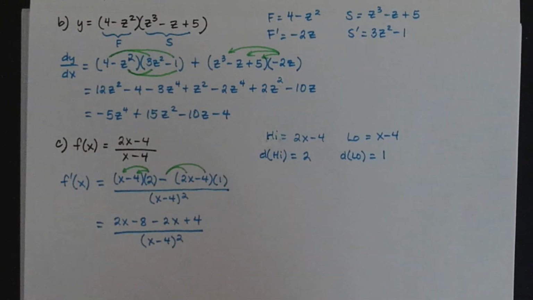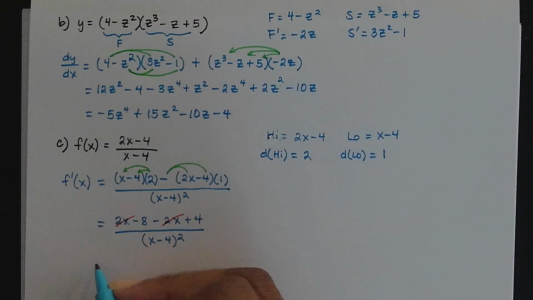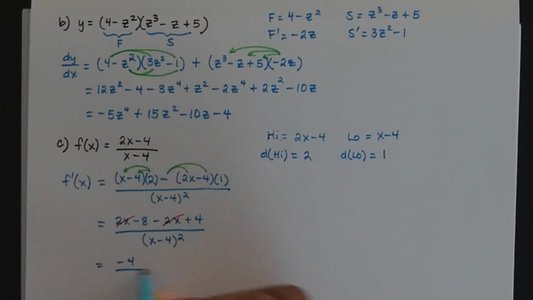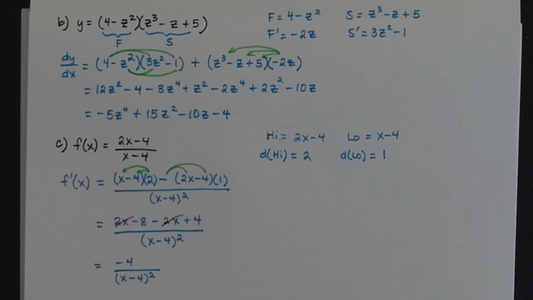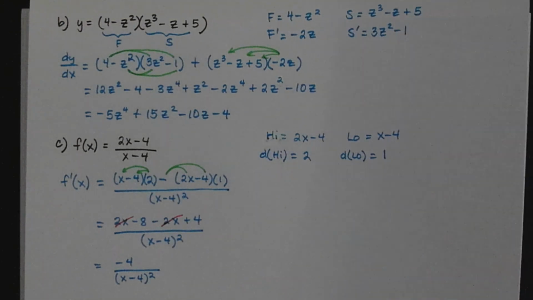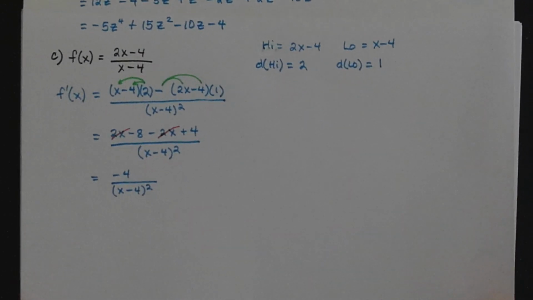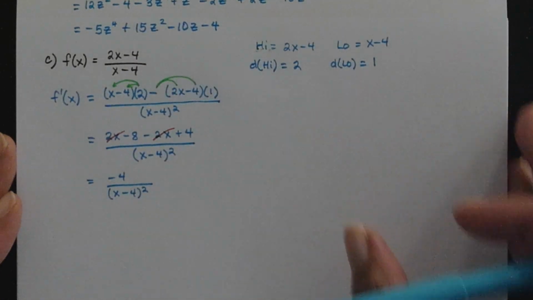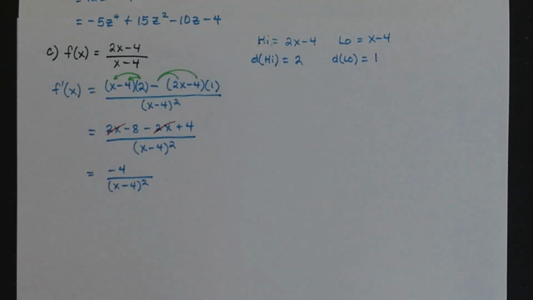And then, combining like terms here, the 2x minus 2x ends up giving me 0. So the 2x's are gone. And negative 8 plus 4 ends up being what? Negative 4. And all that's divided by x minus 4 quantity squared. Okay. All right. Any questions about part C?